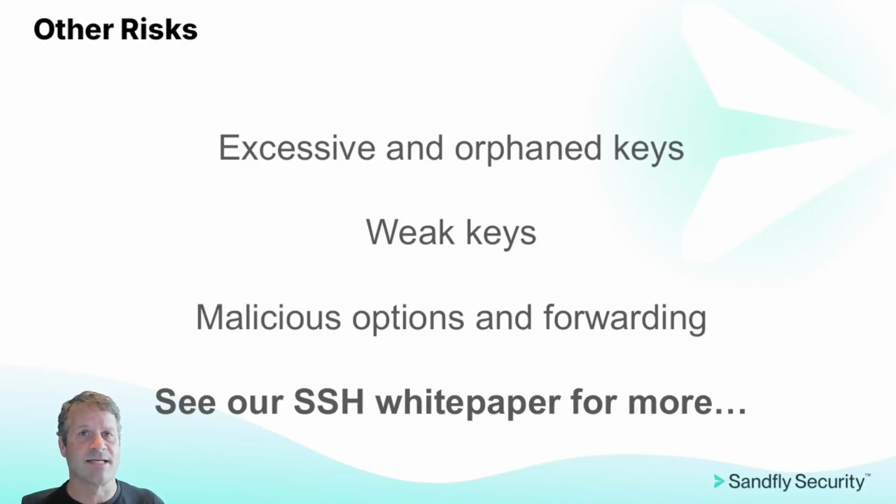Weak keys are keys that are using old, obsolete algorithms, or key bit lengths that are too short, like 1024-bit RSA keys. Then there are malicious options and forwarding options. You can actually get an SSH key to run a malicious option when a user logs in, and that option could run a command that could do something really bad to the system. So it's just something else that's out there. These are all things that Sandfly looks for.